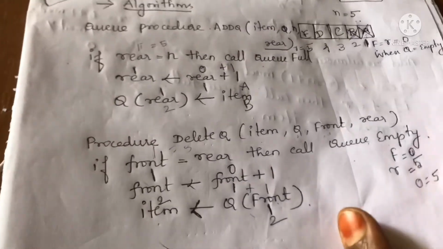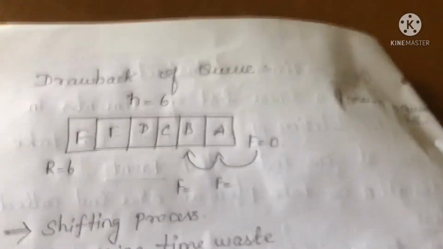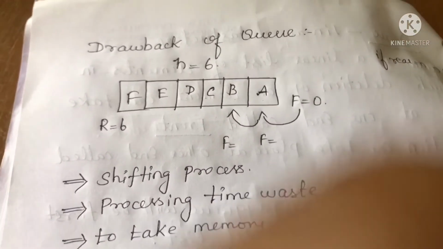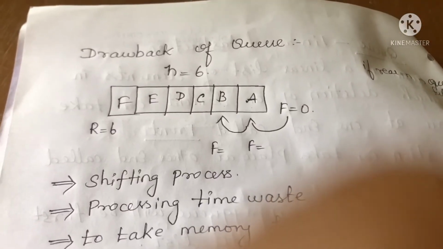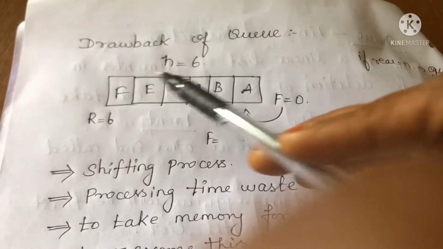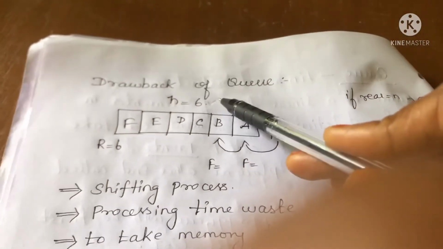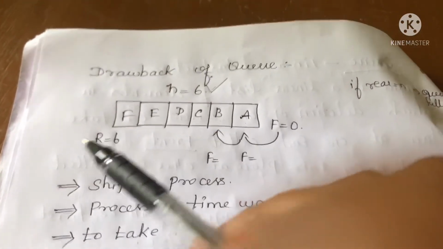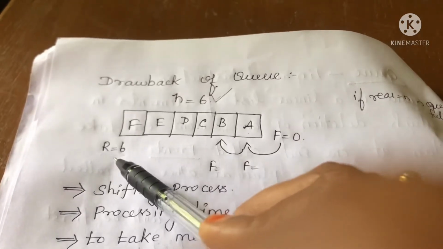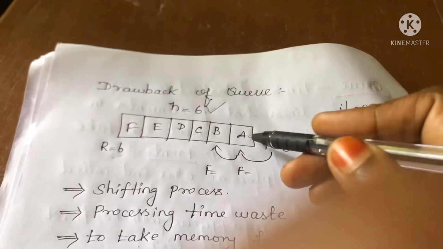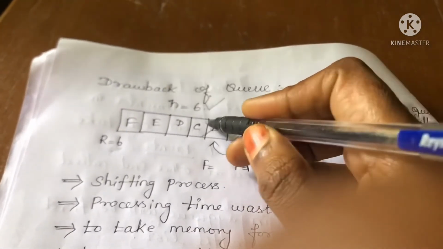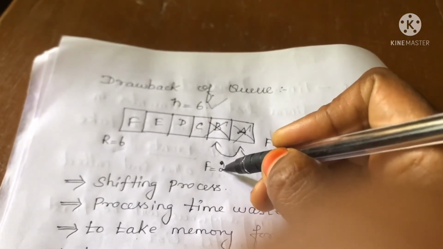Next one is circular Q. What is the need for circular Q? It means the drawback of Q. What is the drawback? In this example, I am representing n value 6. I have added 6 elements into the Q. Now the rear pointer is pointing 6. Then I delete the A element, and at that time front position is 1. Then I delete the next element, and front value is pointing 2.